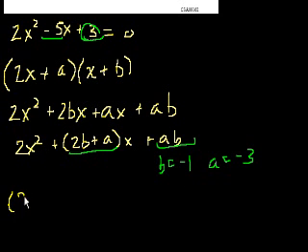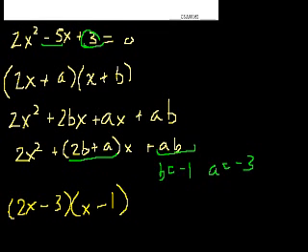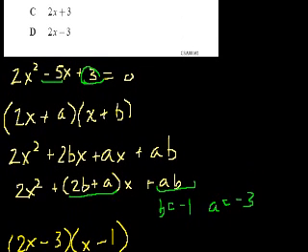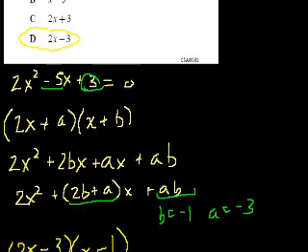So it's 2x. a is minus 3. 2x minus 3 times x plus b. b is minus 1. So that's the factorization. And what are they? So 2x minus 3 times x minus 1. Which one? They have this one right here. 2x minus 3. And I'm all out of time.